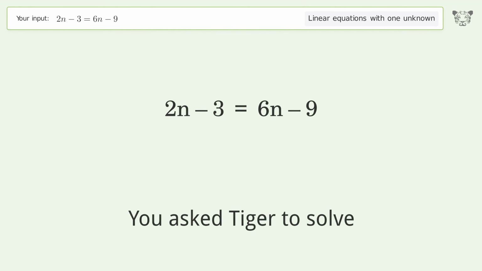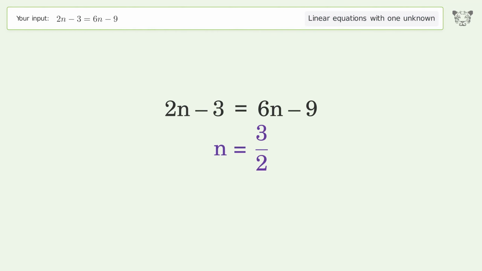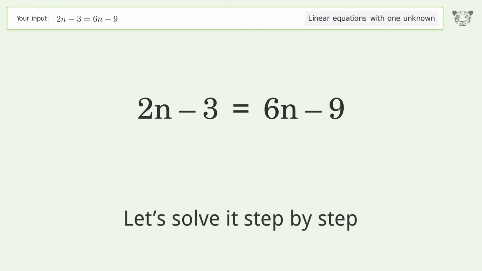You ask Tiger to solve. This deals with linear equations with one unknown. The final result is n equals 3/2. Let's solve it step by step.